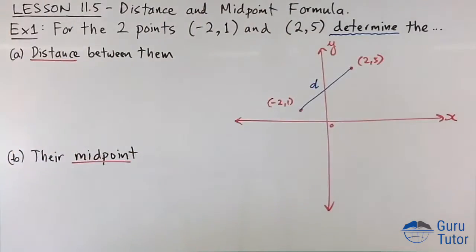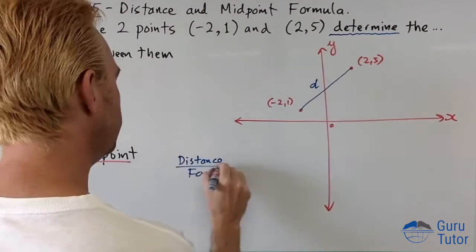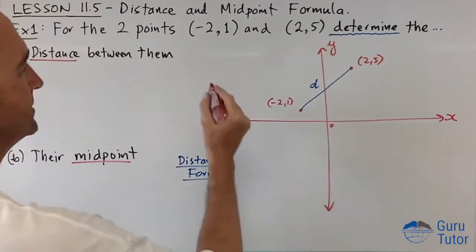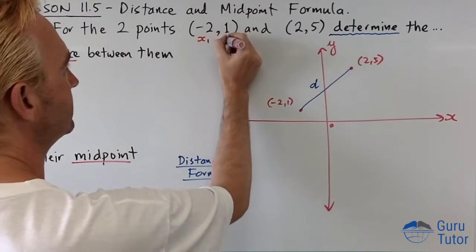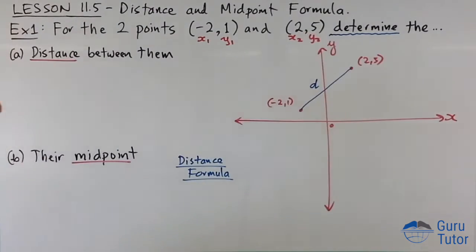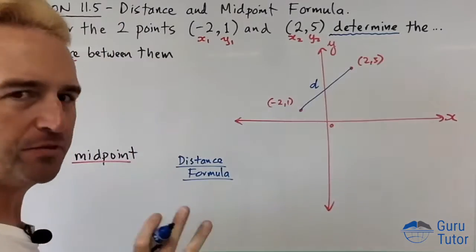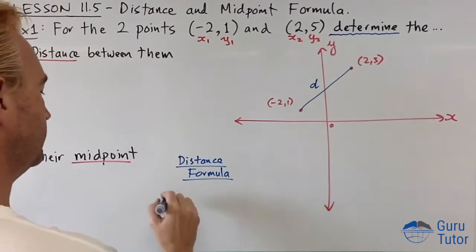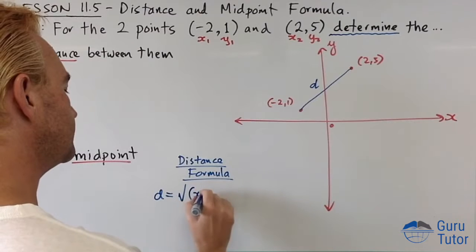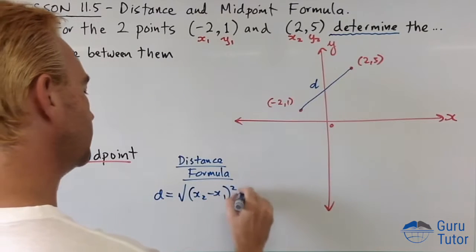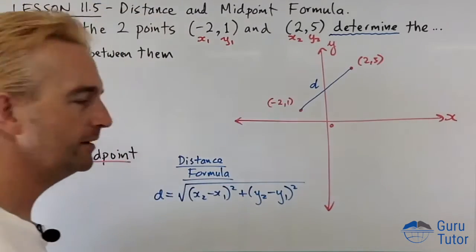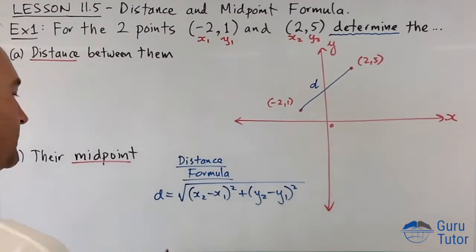How do we do it? Well, we have a formula. It's called the distance formula. Remember when we found the slope of a line? We called the 2 points x1, y1 and x2, y2. We're going to do that again. The distance formula is, and I won't go into where it comes from this time, but it comes from Pythagoras' theorem, but I won't derive it. D equals, and it's kind of tricky, big square root, then you've got x2 minus x1 all squared plus y2 minus y1 all squared. Okay, pretty scary looking, right? But that's the distance formula.